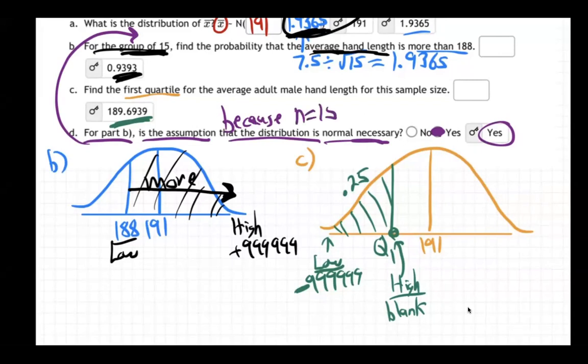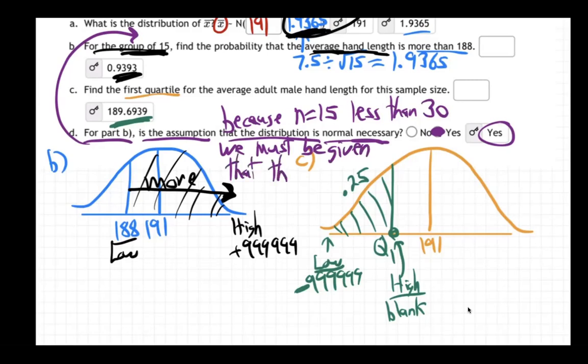n equals 15, less than 30, we must be given or told that it's normal. We must be given, let's just say it that way, save some time here. We must be given a normal distribution, meaning, I know it's probably confusing.